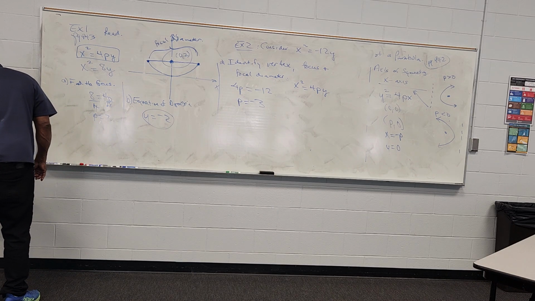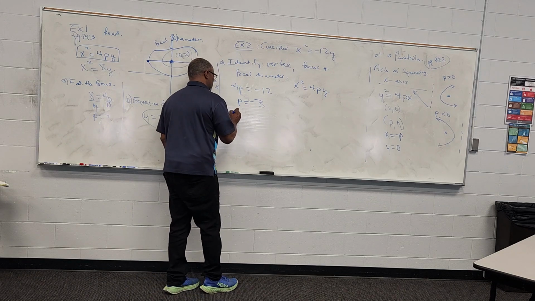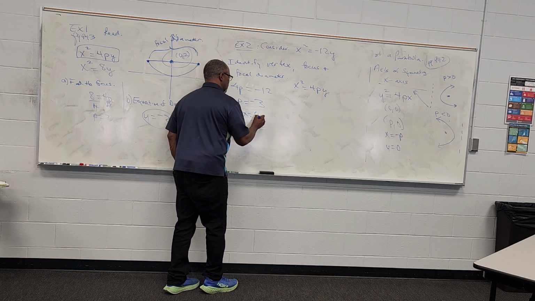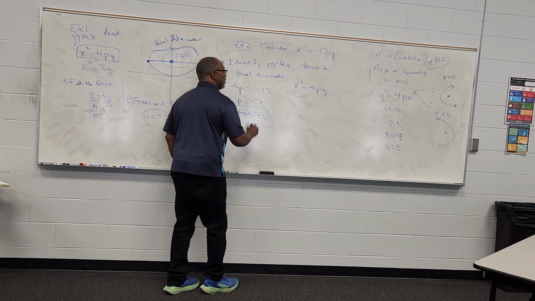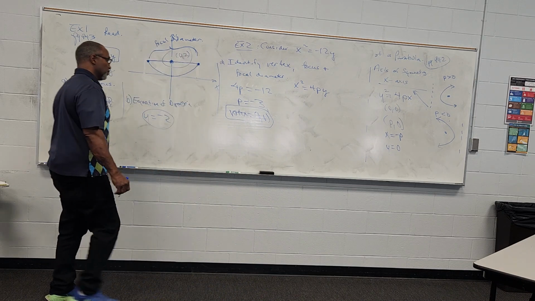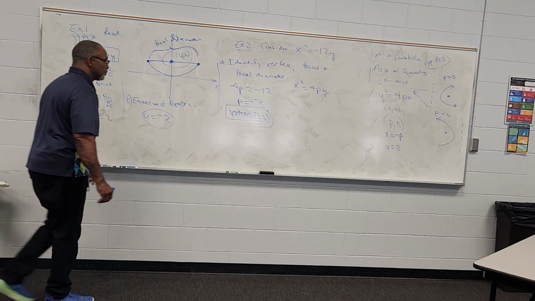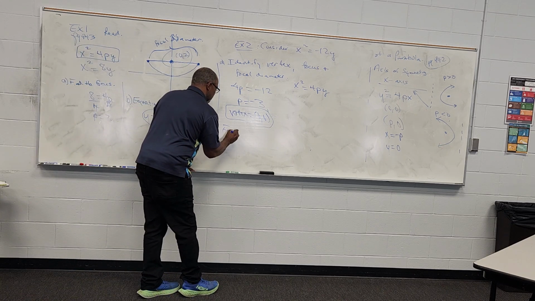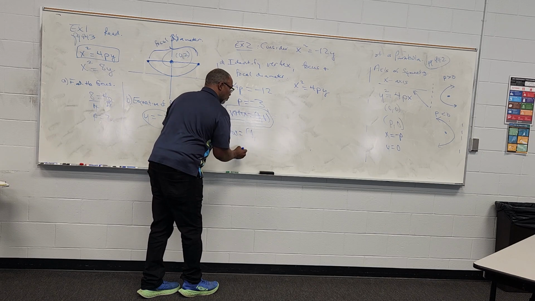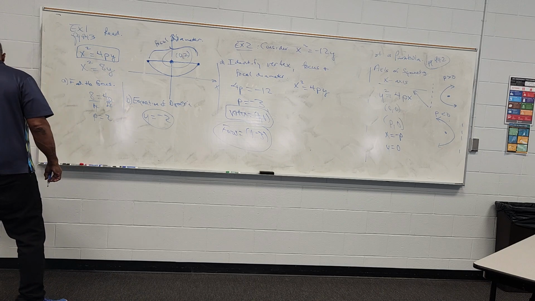Well, the vertex is 0, 0. This is a parabola centered at the origin. Whenever the y is 0, the x must be 0, so this thing has to go through the point 0, 0. The focus, since I know what p is, would be at 0, comma p, but p is negative 3. So the focus would be 0, negative 3.